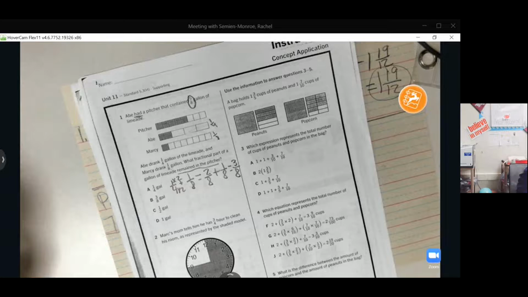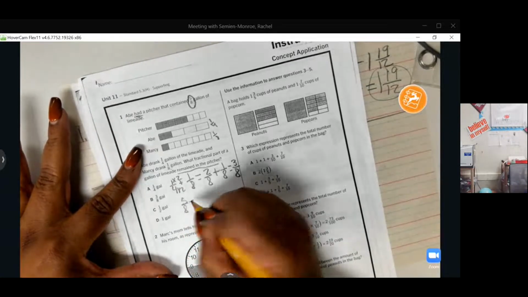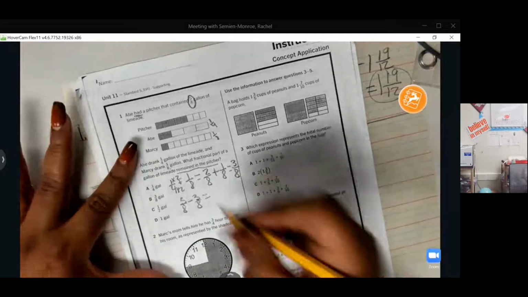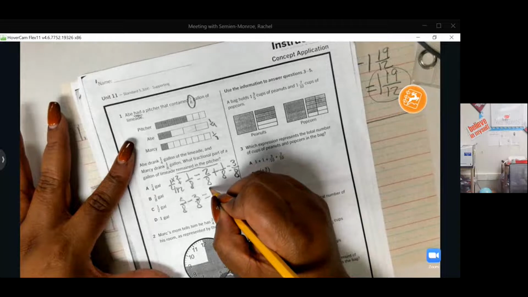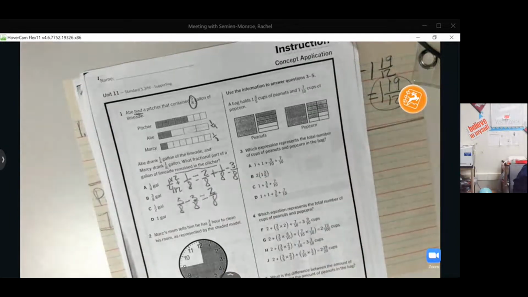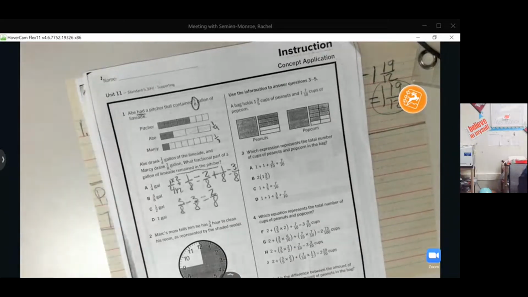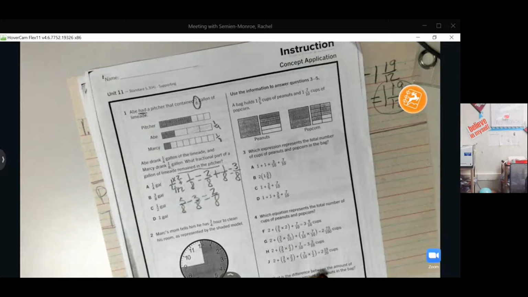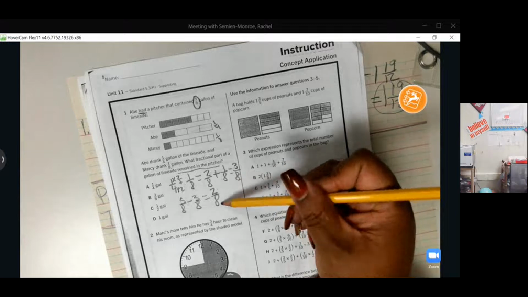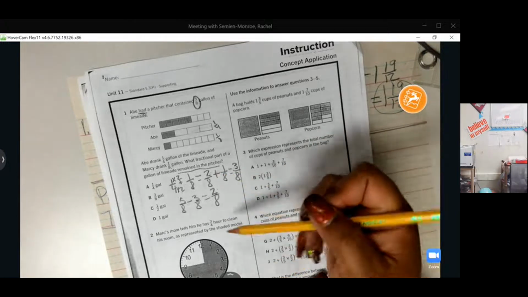Now I need to subtract. What am I subtracting? 5/8 minus 3/8. That's going to give me what? That is going to give me 2/8. I'm done. Uh-oh. I don't see 2/8. I know that I did everything right. What am I missing? This is an even number. This is an even number. I need to simplify. I now need to simplify.